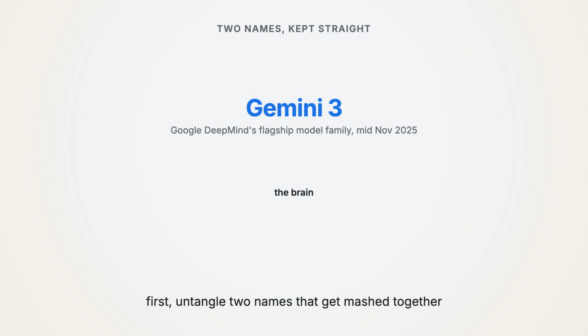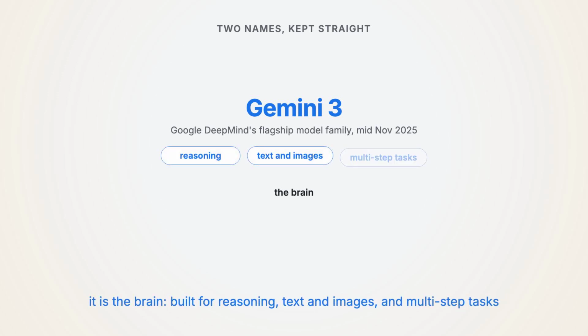First, untangle two names that get mashed together. There is Gemini 3 and there is Nano Banana. They are related but not the same. Gemini 3 is Google DeepMind's flagship model family, launched in mid-November of 2025. It is the brain built for reasoning, for understanding text and images, and for carrying out multi-step tasks on its own. Sundar Pichai's framing was that it moved from simply reading text and images to, in his words, reading the room. Nano Banana is narrower.